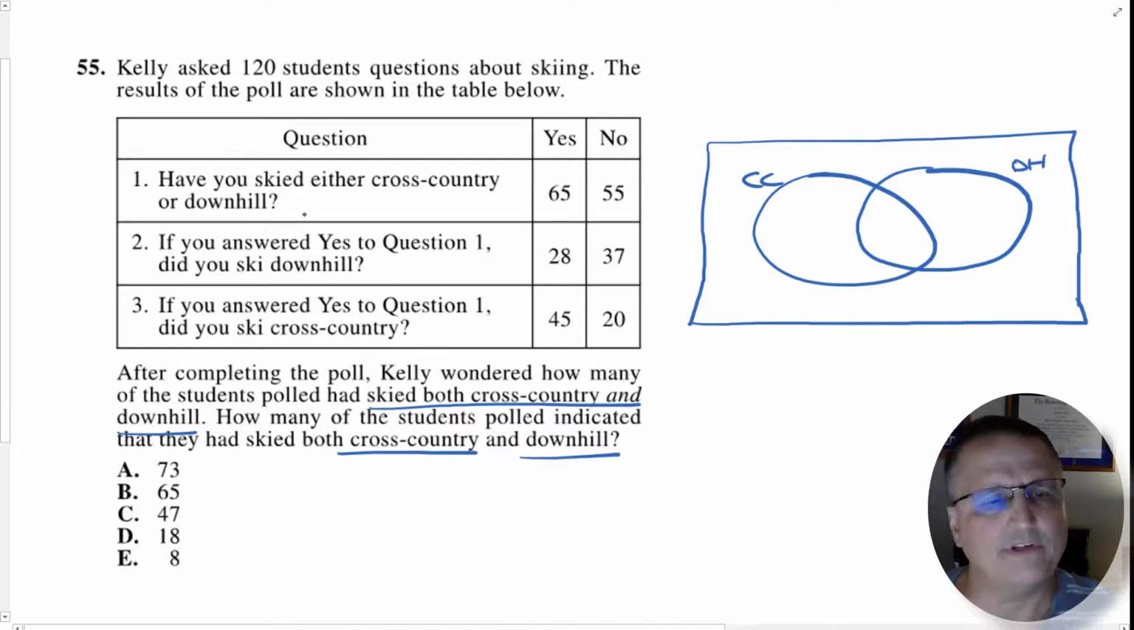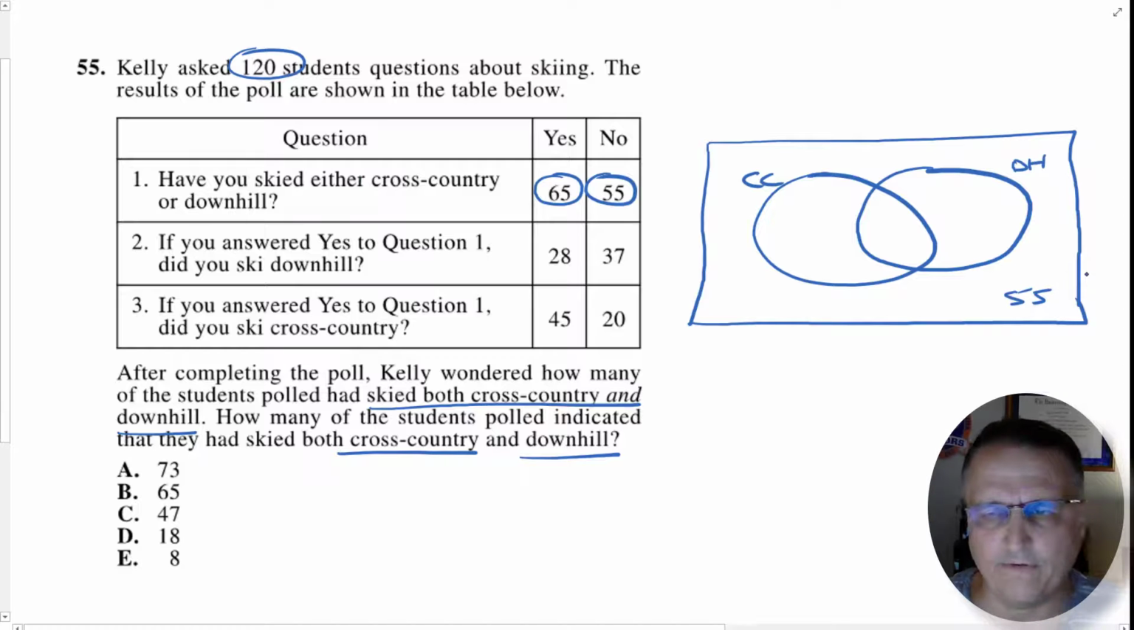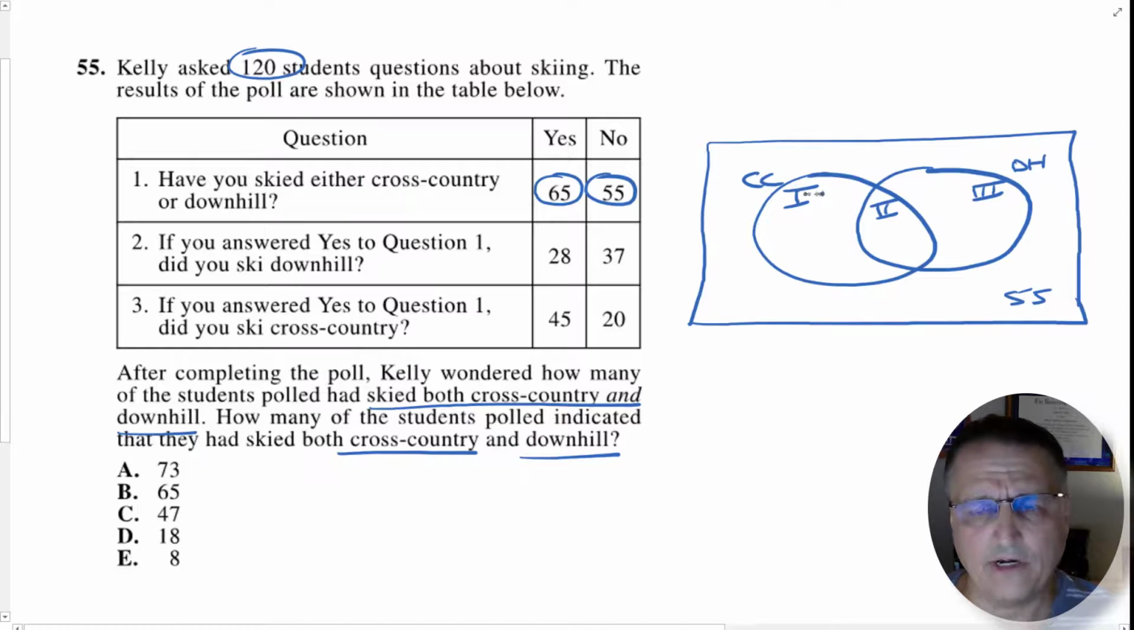The questions that are asked of the students, first it says, have you ever skied either cross-country or downhill? We have 120 students and they're broken up by 65 and 55. So that would mean that outside of those circles are 55 students who have done neither of those 2 activities. Now, the 65 means that in these 2 circles, there are 3 regions, and those 65 people that have done either of those would fall into one of those 3 categories. So basically, the sum of the students in categories 1, 2, and 3 have to add up to 65.